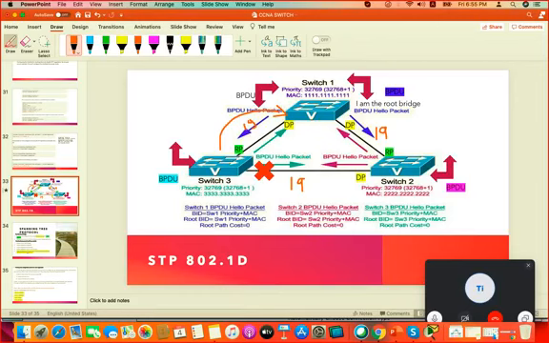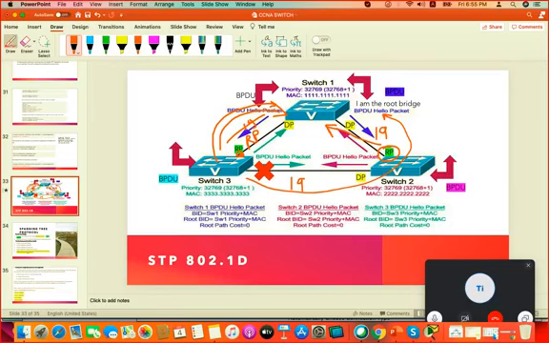Okay. So from switch 3, if the frame goes from this side, the cost is 19. If the frame goes from this side, the cost will be 19 plus 19. So the lowest cost is this one, so this port will become the RP. In the same way, on switch 2, this will become the root port, with the lowest cost towards the root bridge. Fine?